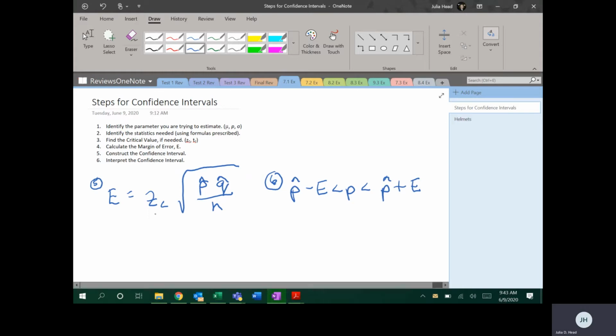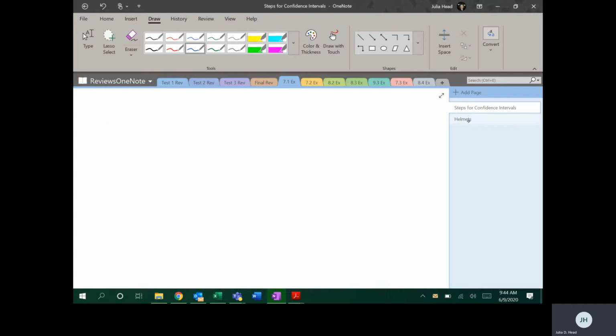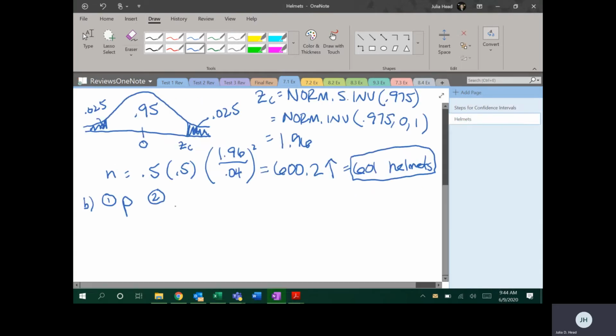So ZC is a critical value. It's not a statistic, but p hat, q hat, and n are all statistics. So we'll need to find p hat, q hat, and n. And then over here we have p hat. E is not a statistic. It's going to be what we calculate in step 5. P is a parameter, and we've already identified we need to find p hat. So we need to find p hat, q hat, and n.